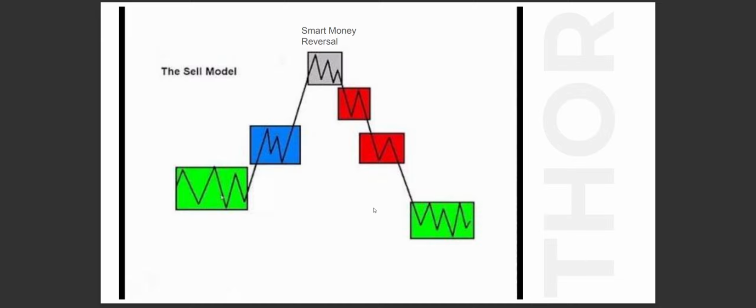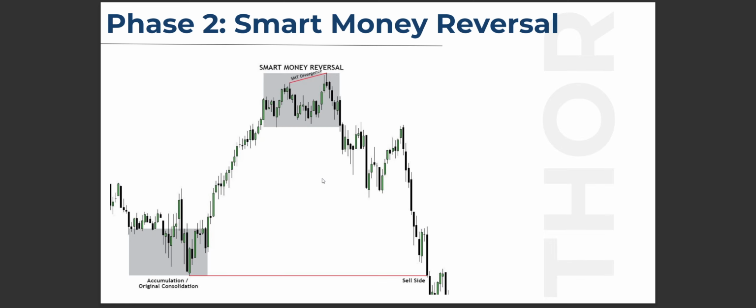Now, this forms on every time frame. If you're a swing trader, you can still trade the model on the daily time frame, 4 hourly time frame, whatever the case is. For day trades, same thing: 1 minute, 5 minute, 15 minute, on every time frame you'll see the market maker model. Now, let's take a look at a couple examples here. I showed this example earlier for the original consolidation. Now let's dive into the smart money reversal area.